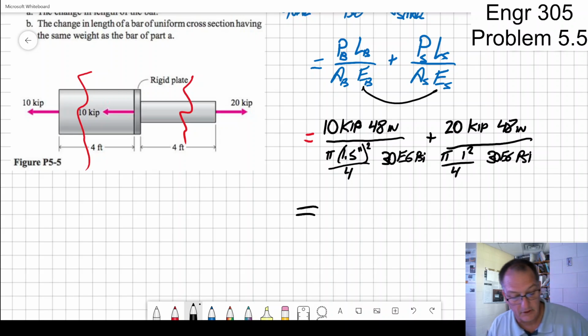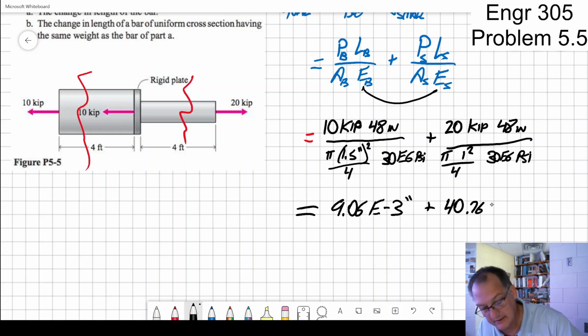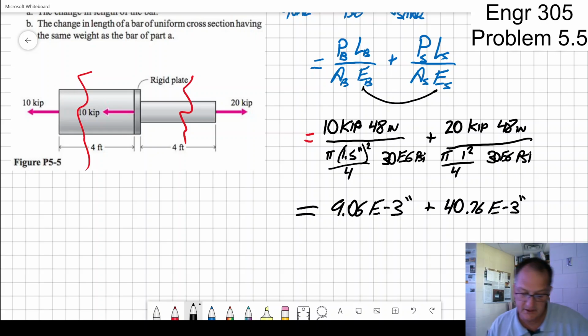Equals, well, this first term is equal to 9.06E-3 inches plus 40.76E-3 inches. 4 times more. Why is that?